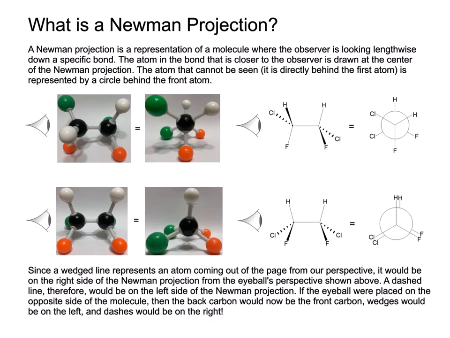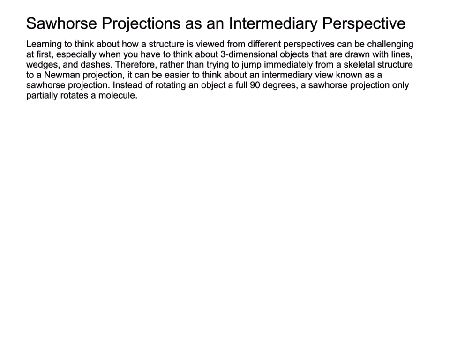Going from a skeletal structure to a Newman projection depends on the perspective of the eyeball. In other words, it matters which bond we're looking lengthwise down. In the examples above, we placed the eyeball on the left, which meant that wedges were on the right and dashes were on the left. However, if the eyeball were placed on the opposite side of the molecule, then the back carbon would now be the front carbon, wedges would be on the left, and dashes would be on the right.